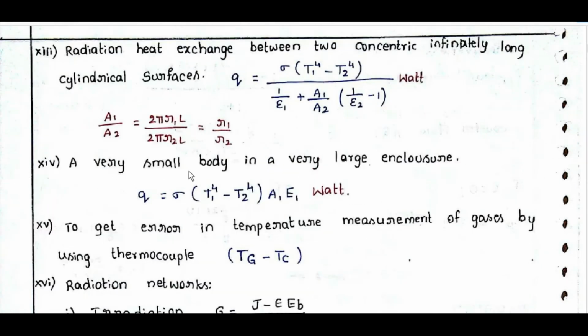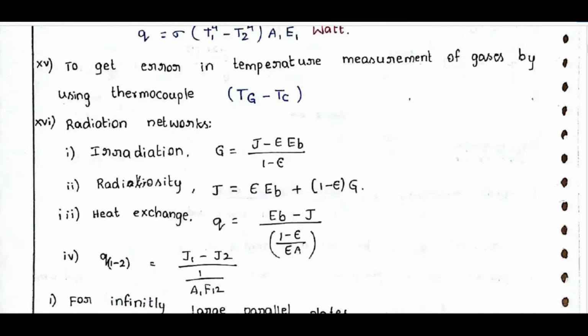A very small body in a very large enclosure: Q is equal to sigma into (T1 power 4 minus T2 power 4) into A1 E1 watt. To get the error in temperature measurement of gases by using a thermocouple: Tg minus Tc.